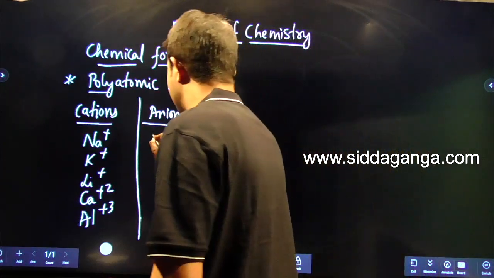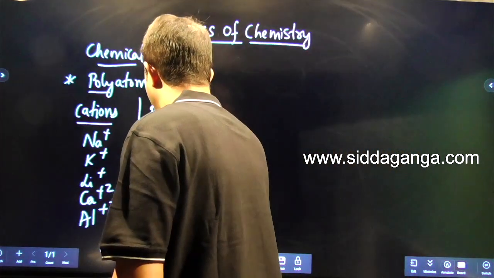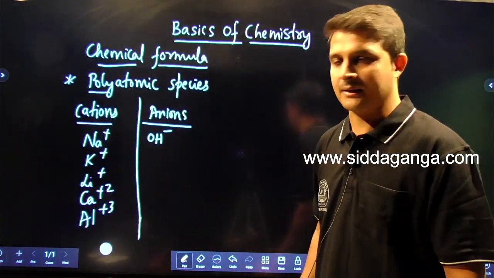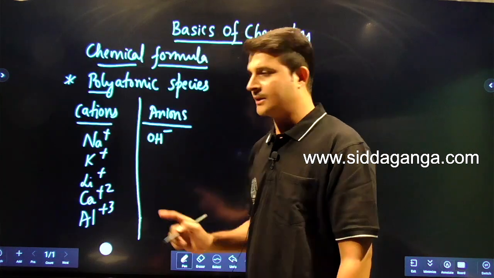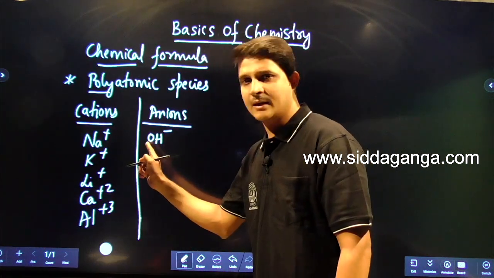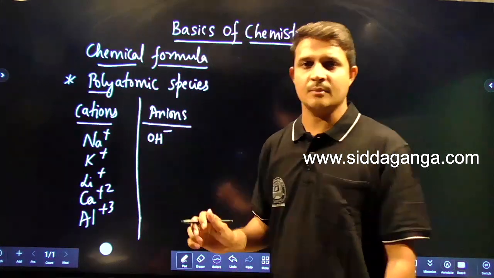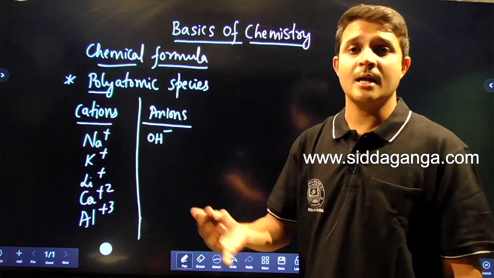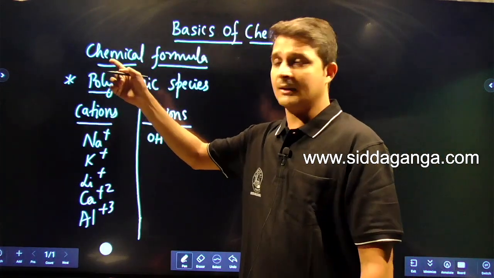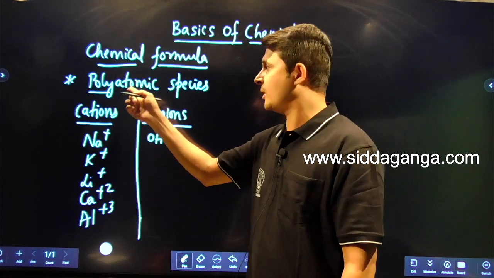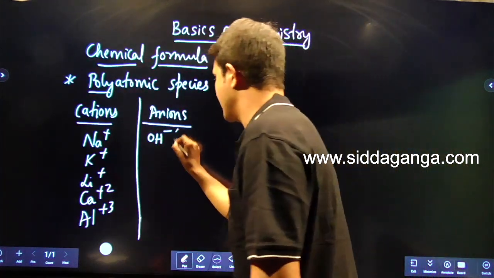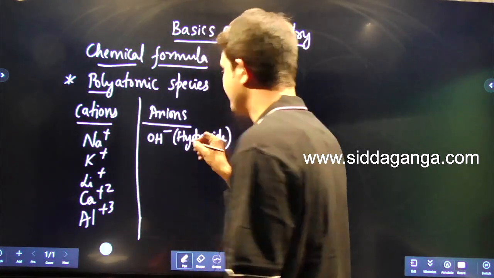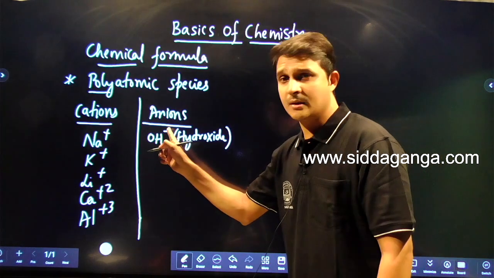So one such simple polyatomic ion is hydroxide ion, OH minus. See here, how many atoms are present? Two atoms. One is oxygen atom and the other is hydrogen atom. So two atoms are combined. Since there is more than one atom, we will give a name as polyatomic species. So this is called hydroxide, and the valency is 1 minus.